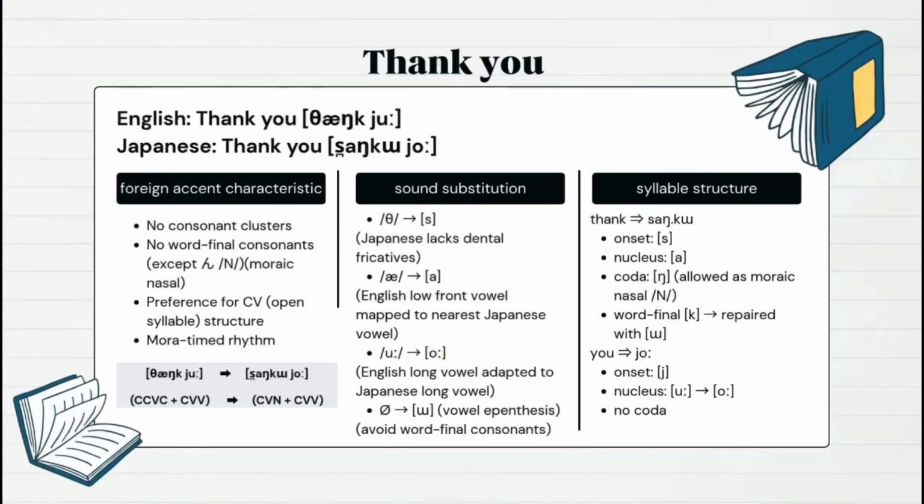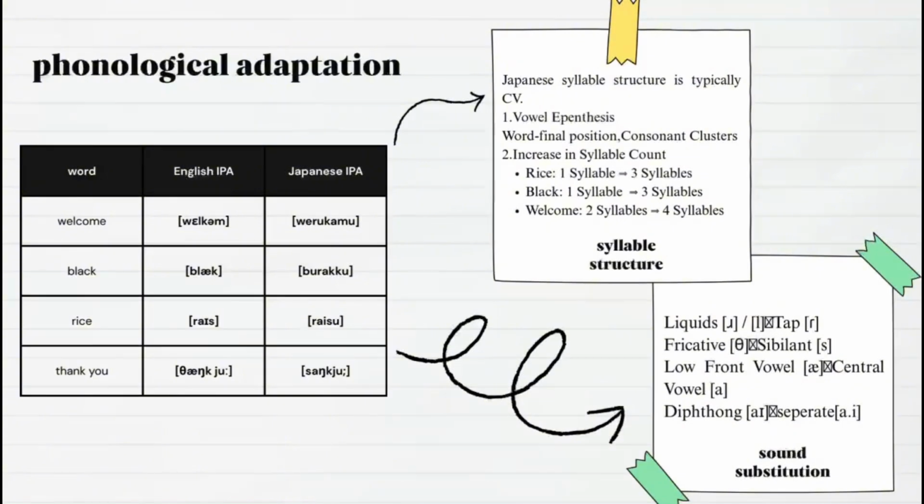And last, I'm going to talk about syllable structure. In think, it includes onset, nucleus, coda, which is allowed as the moraic nasal, and word final. In you, it includes onset and nucleus. There's no coda. And I'm going to talk about the conclusion of these phonological adaptations.